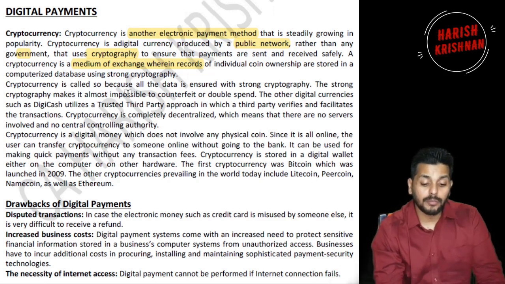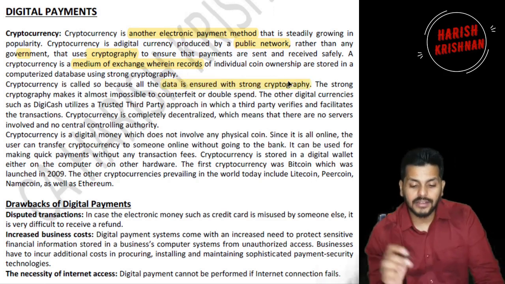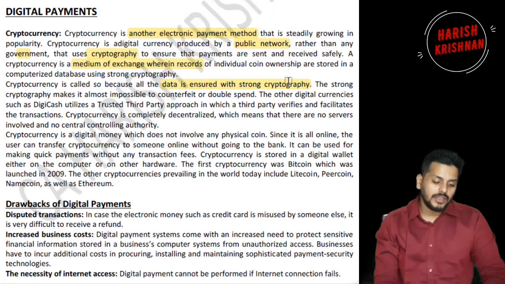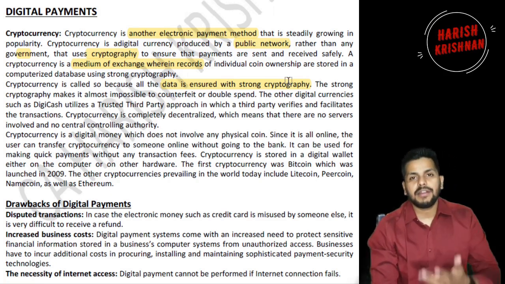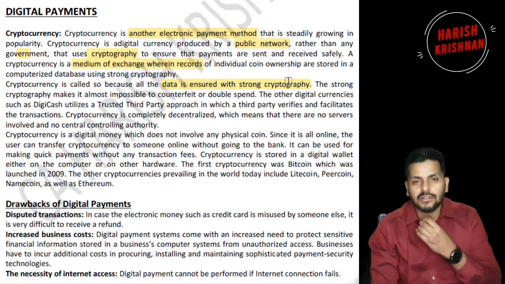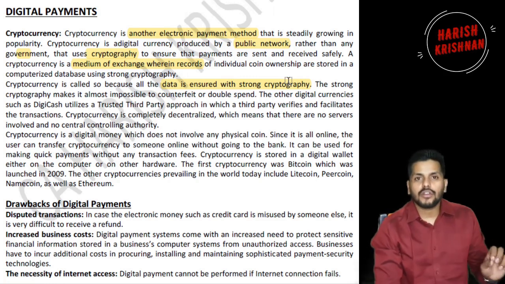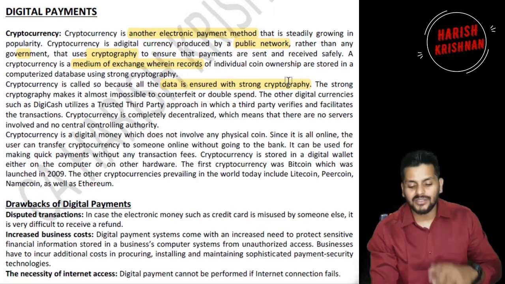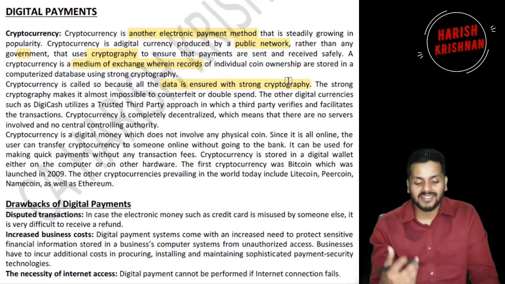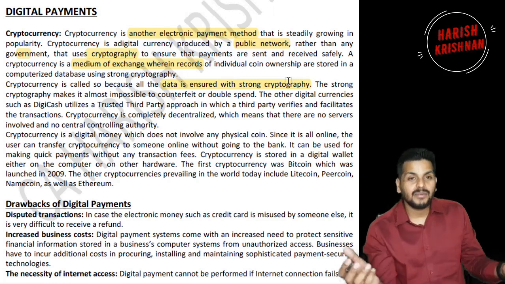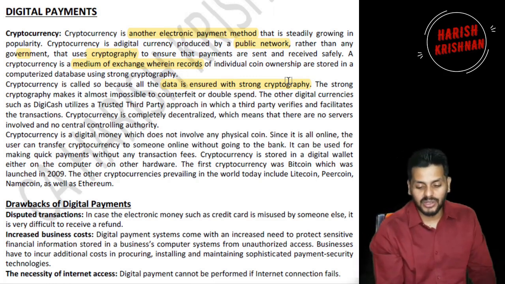Cryptocurrency is called so because all the data is ensured with strong cryptography, and this strong cryptography makes it almost impossible to counterfeit or double spend. Not like printing one more note or anything. There are so many advantages, but it's also a bubble that will burst in a few years. So to know it, you should be there in the market when cryptocurrency becomes a reality, when everybody starts accepting it. Then the story will be different.